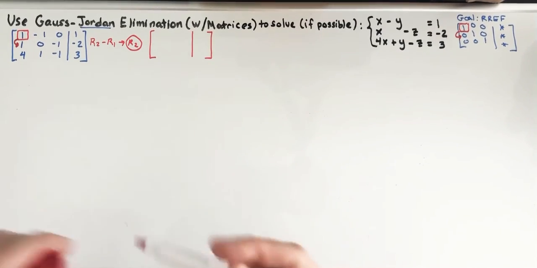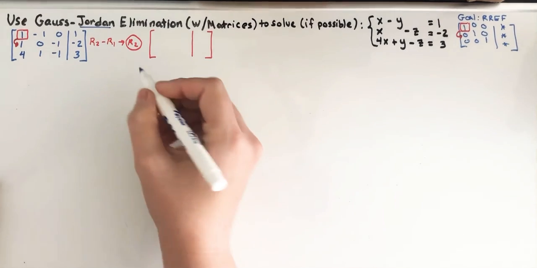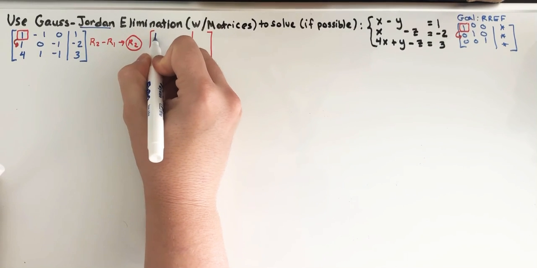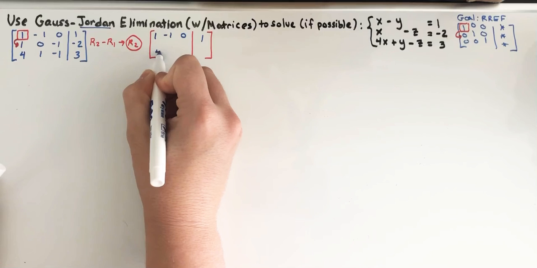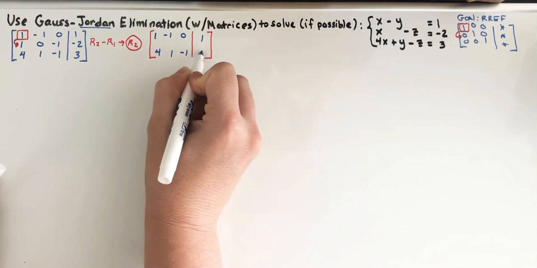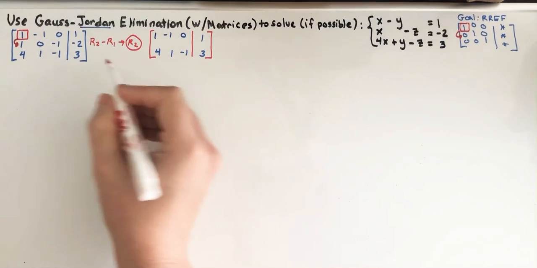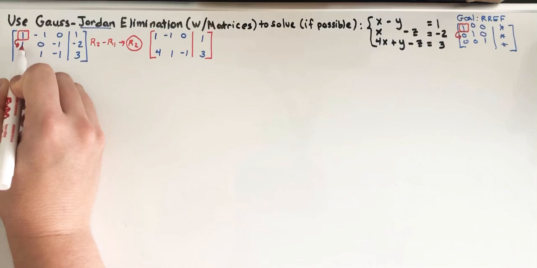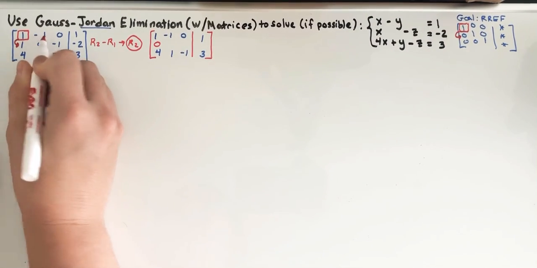Okay, so I'm going to recommend that you copy and paste your old rows and then only change the new rows, maybe in a different color. So the old rows were 1, negative 1, 0, 1 for row 1. And old row 3 was 4, 1, negative 1, 3. So only row 2 is really changing here after this row operation. Row 2 minus row 1. Let's try it. 1 minus 1 is 0, which is what I was after. 0 minus negative 1 is positive 1.